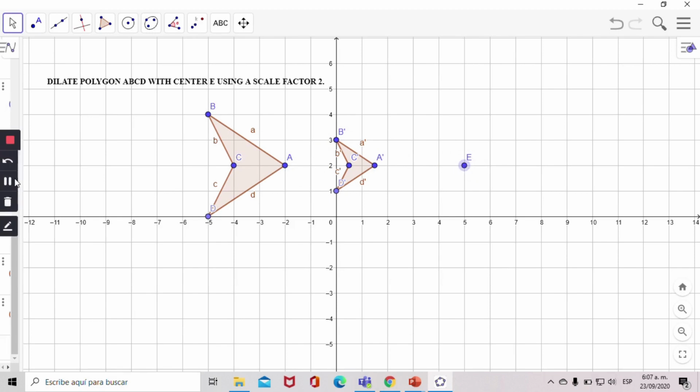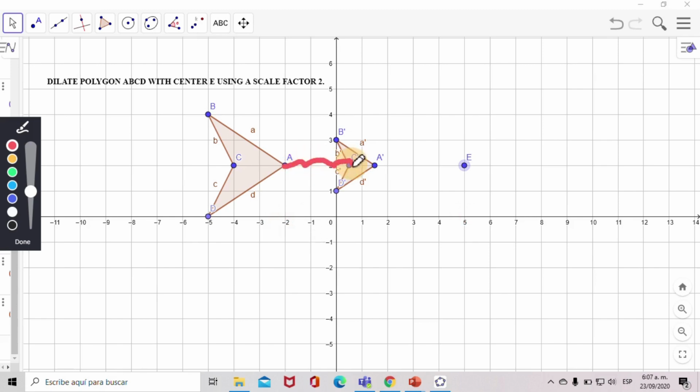How many units are there from A to E? Well, this is at 5, this is at minus 2, so there are 7 units: 1, 2, 3, 4, 5, 6, and 7. So now this is going to be 3.5, because 7 divided by 2 is 3.5.